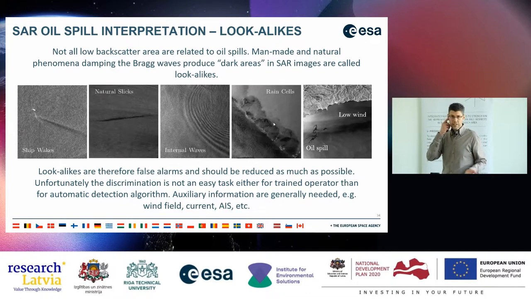And then we have also low wind speed, of course, because if you have low wind, you have no backscatter. I already have told you this several times. So then you have, for example, here on the rightmost picture, an oil spill, but there are also some low wind areas.